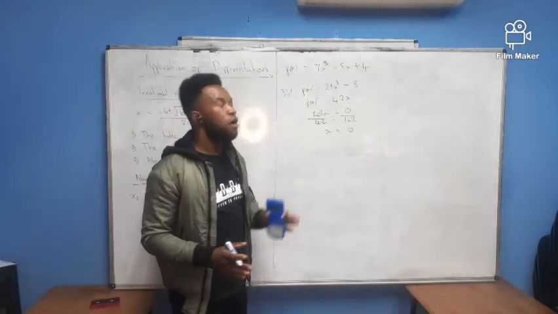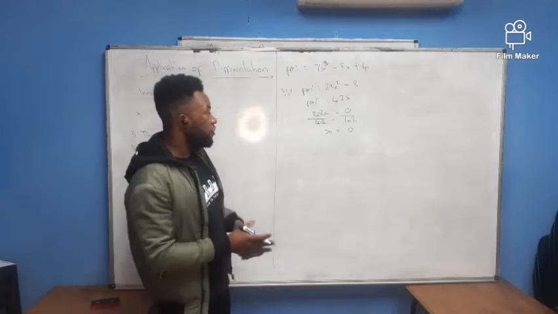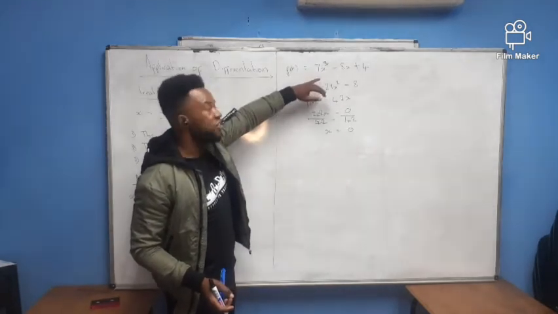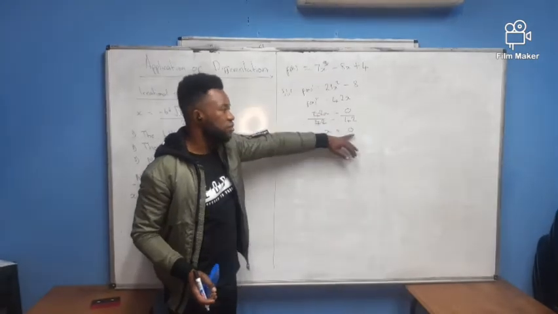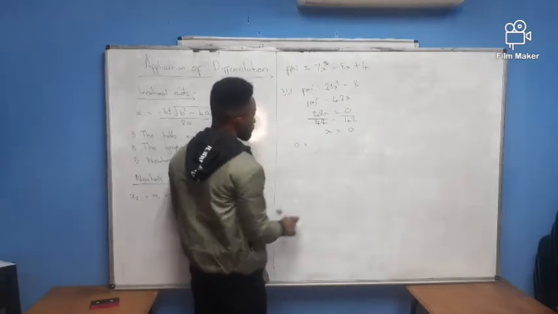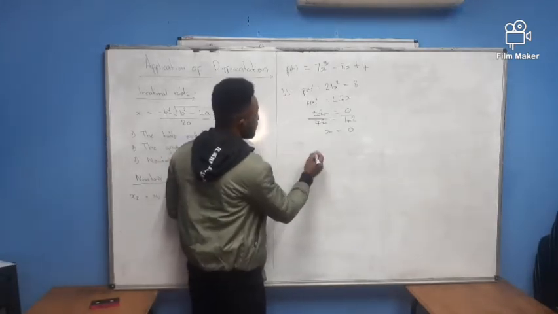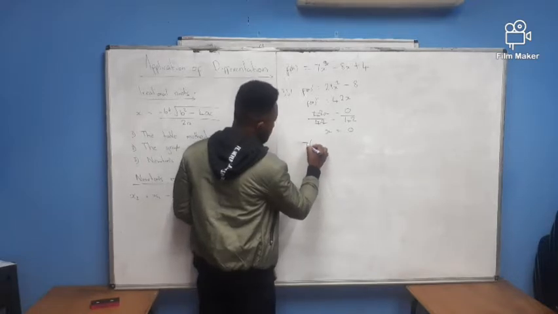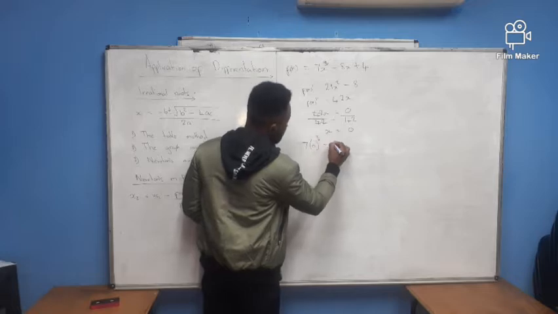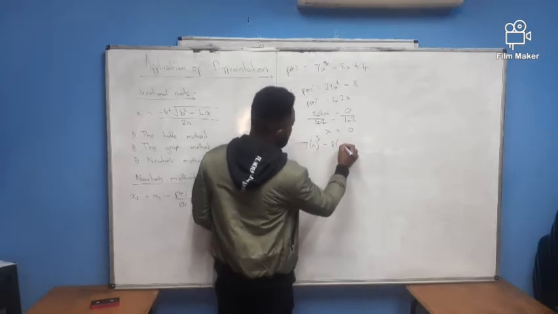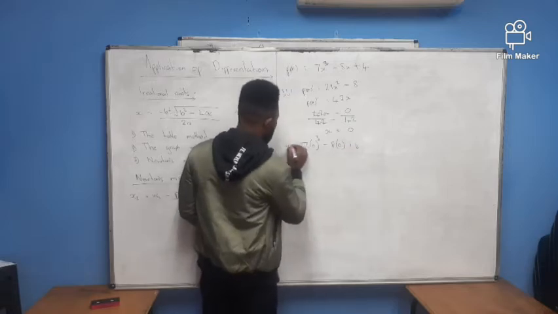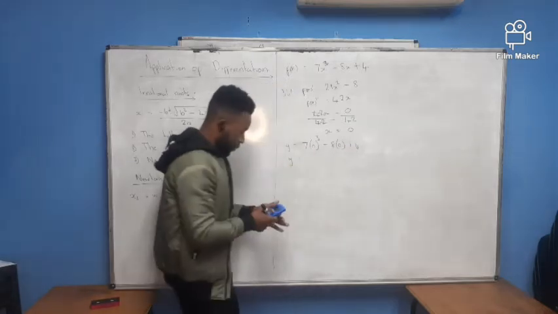You also need the value of y. So how am I going to get my value of y? I'm going to substitute my value of x in the original equation. So wherever I see my x, I'm going to substitute the value that I have here. So it's going to be 7 times 0 to the power 3 minus 8 times 0 plus 4, and then I get my value of y.